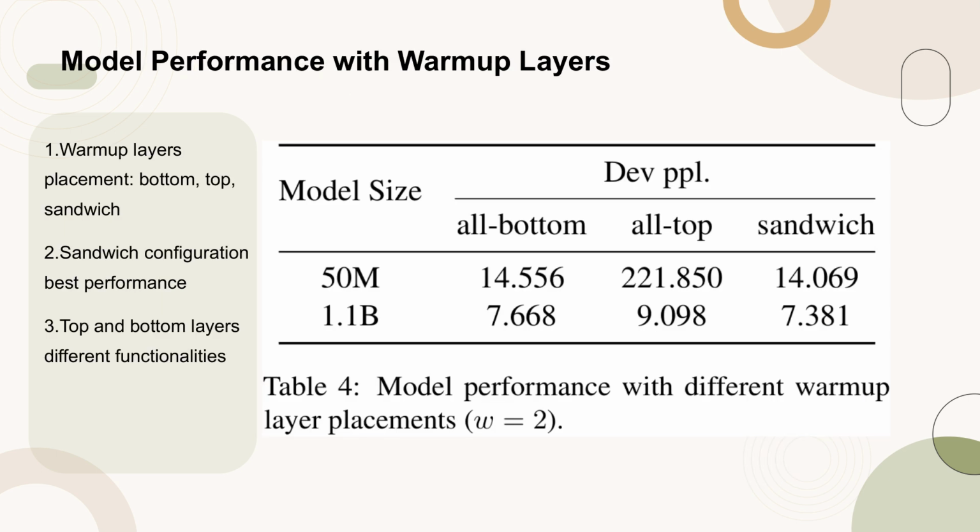Table 4 presents the performance of a model in language modeling with 2 warm-up layers placed at different positions: at the bottom, at the top, and in the default sandwich configuration. The results indicate that the sandwich configuration yields the best performance. This could be attributed to the distinct functionalities of the top and bottom layers, such as semantic processing, which are optimized in the sandwich arrangement.